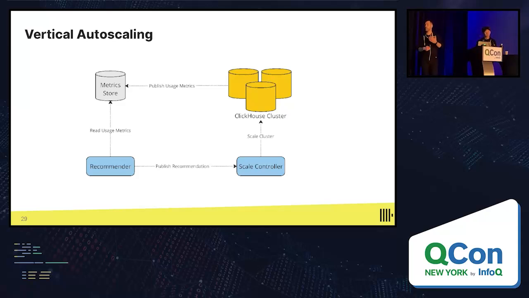So the recommender will wake up every so often and take a look at the metrics store and basically generate recommendations based off of the metrics coming out of those clusters and send those to the scale controller. The scale controller at that point can make the decision whether or not to scale up or scale down based off the current state of the cluster and the incoming recommendation. And this is how we're actually able to provide vertical auto-scaling.